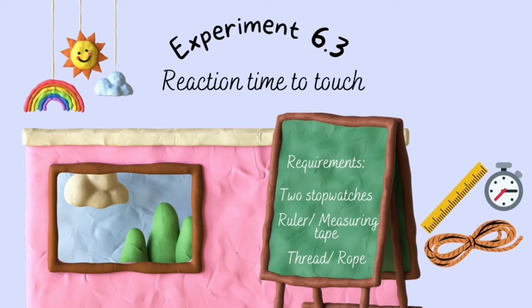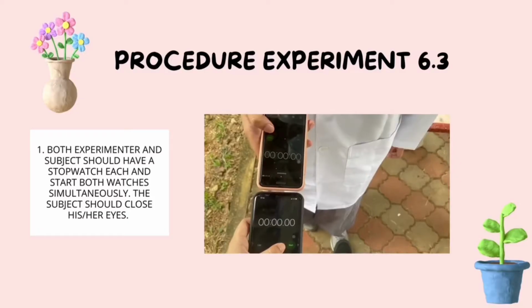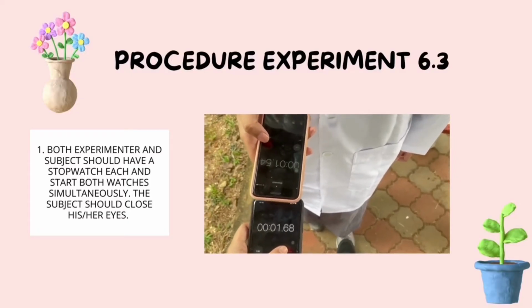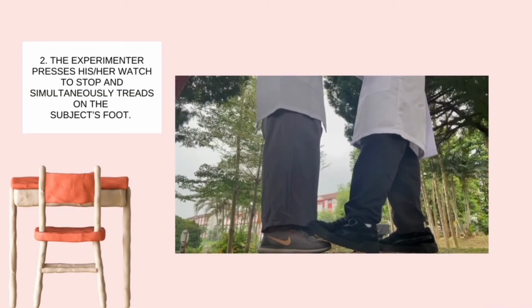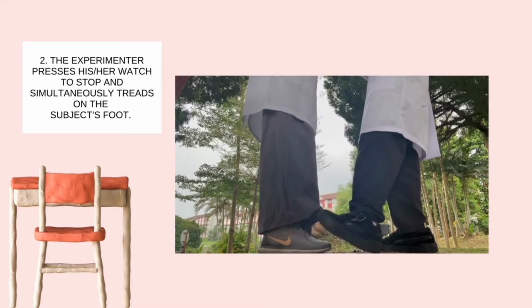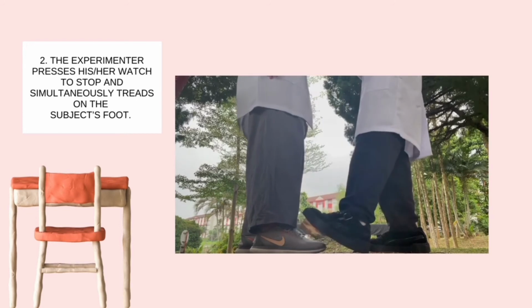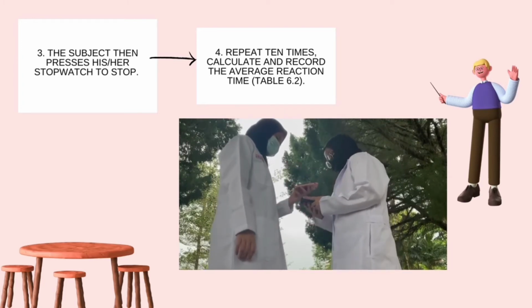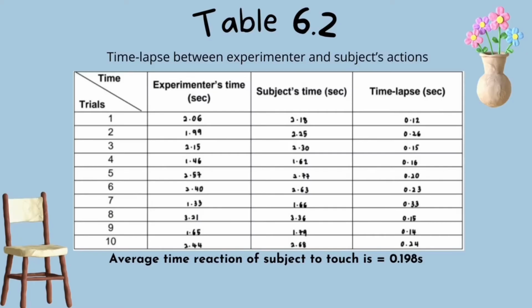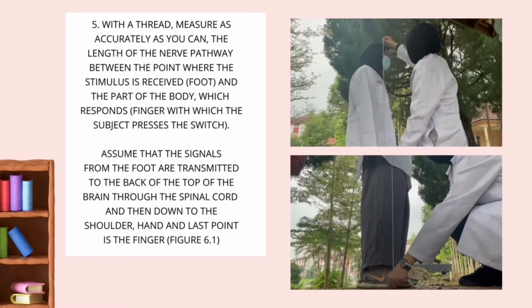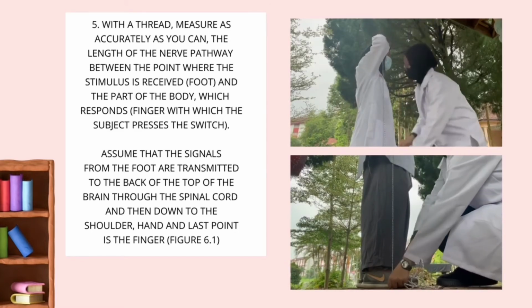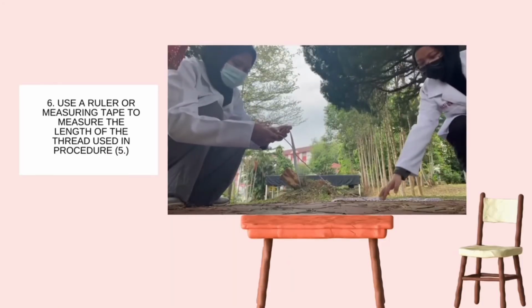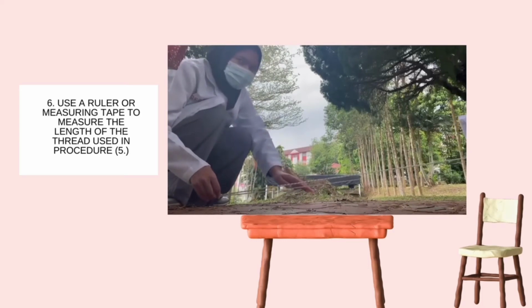Experiment 6.3, reaction time to touch. Requirements: 2 stopwatches, a ruler or measuring tape, and lastly, thread or rope. Procedure for experiment 6.3: both experimenter and subject should have a stopwatch and start both simultaneously. The subject should close her eyes and the experimenter presses her watch to stop and simultaneously touches the subject's foot. Next, the subject then presses her stopwatch to stop. Repeat 10 times, calculate and record the average reaction time in table 6.2. Next, with a thread, measure as accurately as you can the length of the nerve pathway. Lastly, use a ruler or measuring tape to measure the length of the thread used in procedure 5.